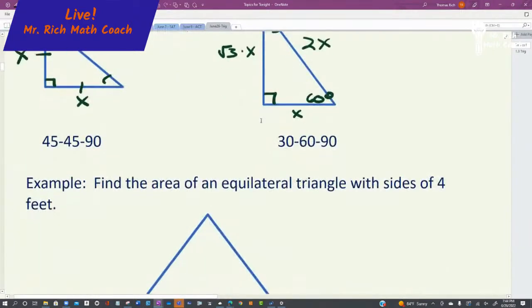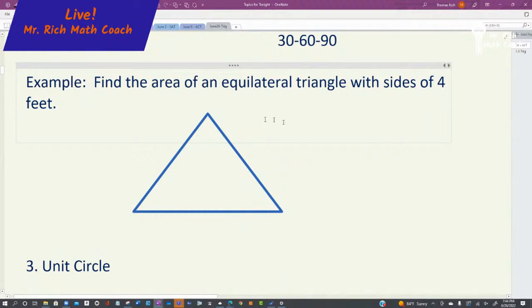Now let's work one example problem. I don't want to spend a lot of time on this. I'm only going to really work one example problem.